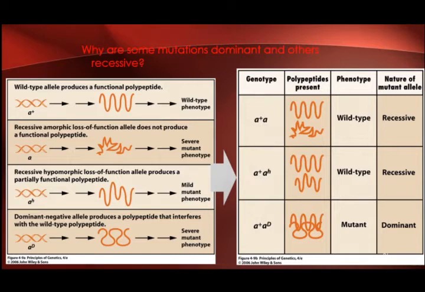Recessive amorphic loss of function allele does not produce a functional polypeptide, meaning that you have a severe mutant phenotype. But if you have a recessive hypomorphic loss of function allele, hypo means low, morphic means shape. So they are not completely useless, they still have use. It's just that they are kind of weak compared to the normal. It is a partially functional polypeptide, so you have a mild mutant phenotype. But if you have a dominant negative allele, it produces a polypeptide that interferes with the wild type polypeptide, meaning that this mutation will always show. We have the severe mutant phenotype.